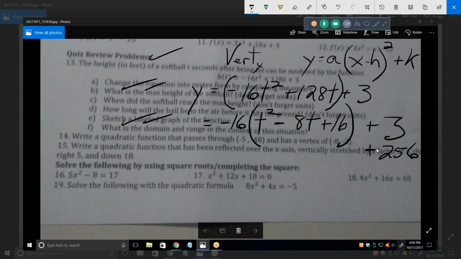Okay. Now we're getting closer and closer to vertex format. A is still the minus 16, but the whole reason you complete the square is so that you can write that term as a linear term squared.